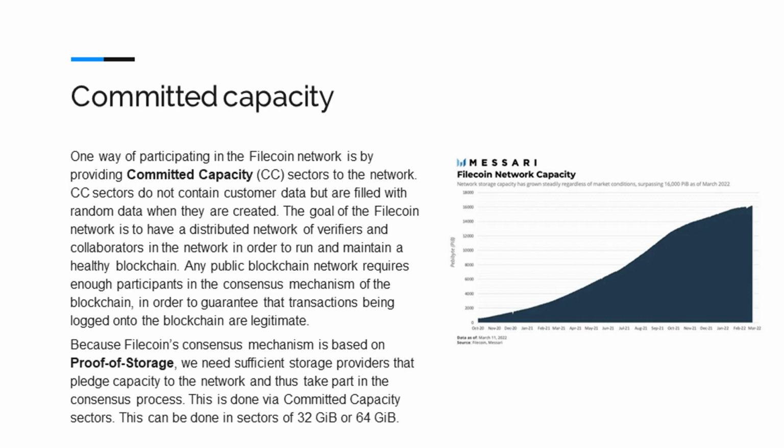Any public blockchain network requires enough participants in the consensus mechanism of the blockchain in order to guarantee that transactions being logged onto the blockchain are legitimate. Because Filecoin's consensus mechanism is based on proof of storage, we need sufficient storage providers that pledge capacity to the network and thus take part in the consensus process. This is done via committed capacity sectors. This can be done in sectors of 32 GiB or 64 GiB.